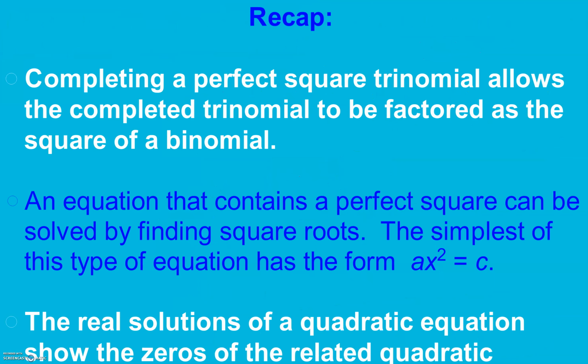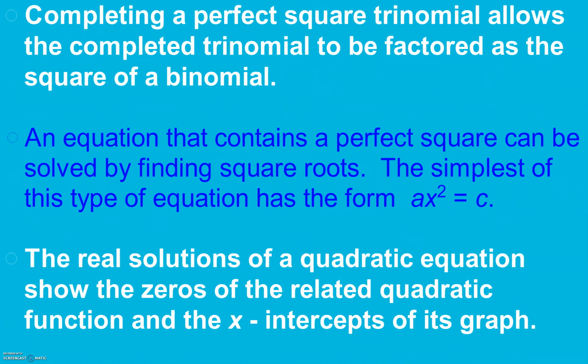Quick recap here. Completing a perfect square trinomial allows the completed trinomial to be factored as the square of a binomial. An equation that contains a perfect square can be solved by finding square roots. The simplest of this type of equation has the form a times x squared equals c. And the real solutions of a quadratic equation show the zeros of the related quadratic function and the x-intercepts of its graph. And that's all I have for section 4.6.